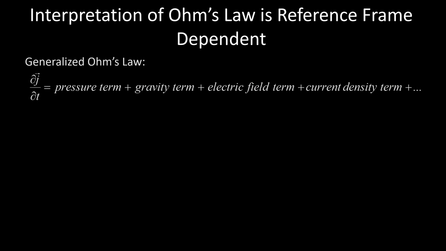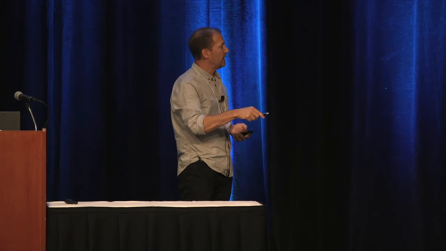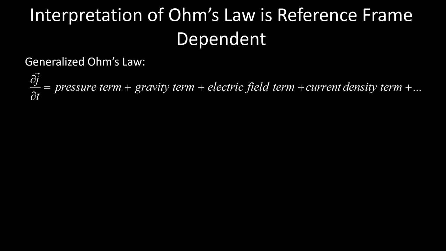But the interpretation of that frame, you can come at it a couple of different ways. One way to derive that same equation is to go to what's called the generalized Ohm's law. That generalized Ohm's law gives you a time-dependent derivative of the current, and you can go back to your full equations and plug it all back in, and you'll have pressure terms and gravity terms, electric fields, current density terms.